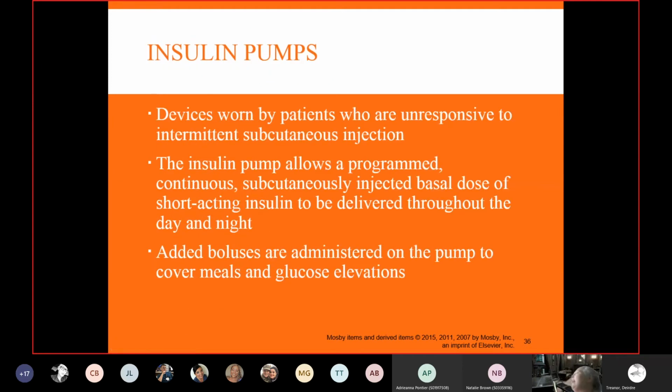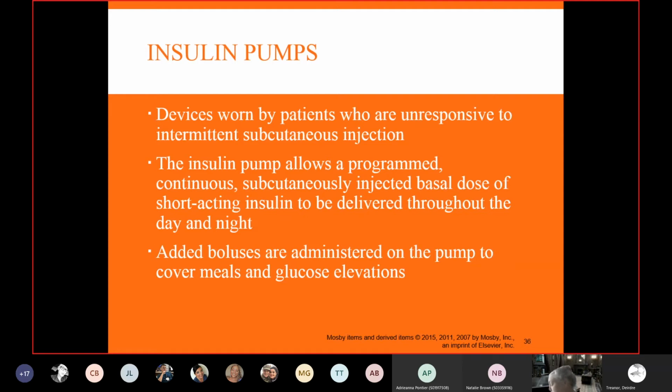Insulin pumps. So patients might have an insulin pump if they're not responsive to intermittent injection, so if they're still very difficult to control. If they need more frequent insulin, they have implantable pumps and they also have portable. They give a programmed continuous basal or low continuous rate, a fast acting, and then they can also bolus themselves. So only short acting insulins are given through an insulin pump.